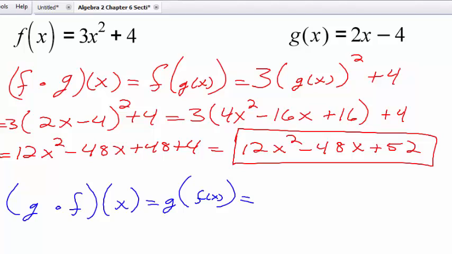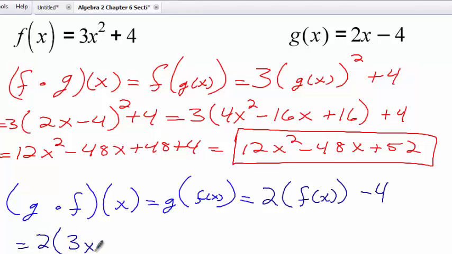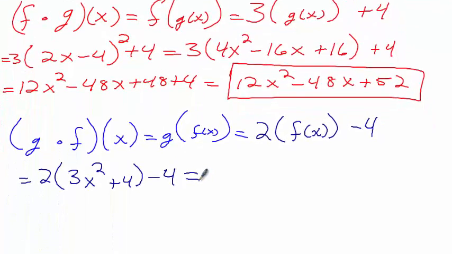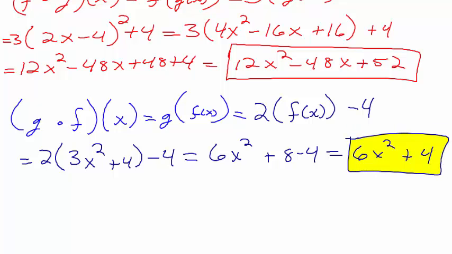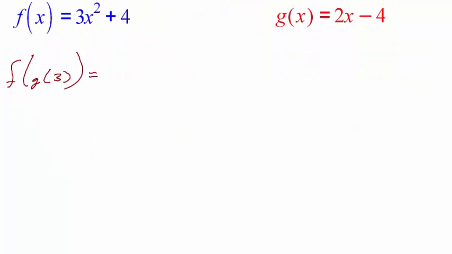All right, so which function is outside here? F or g? G, so I'm going to take g, everywhere I see x in g, I'm going to replace it with the f, minus 4. But my f function is in fact equal to 3x squared plus 4. And then I just have to get rid of parentheses, right? So you get 6x squared plus 8 minus 4, which is then 6x squared plus 4. And you're done.